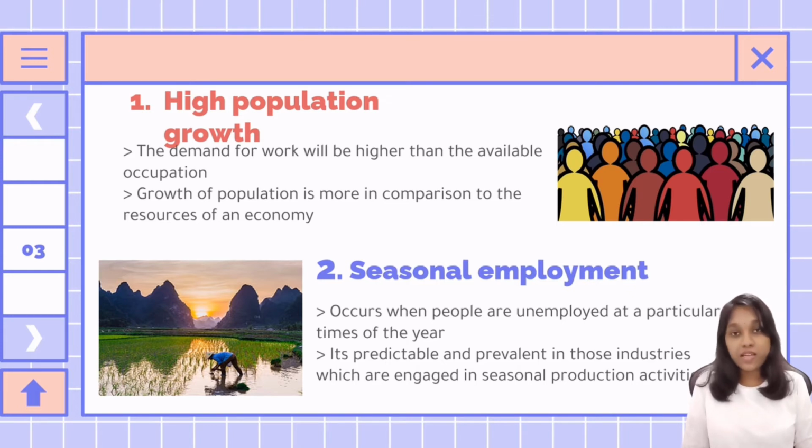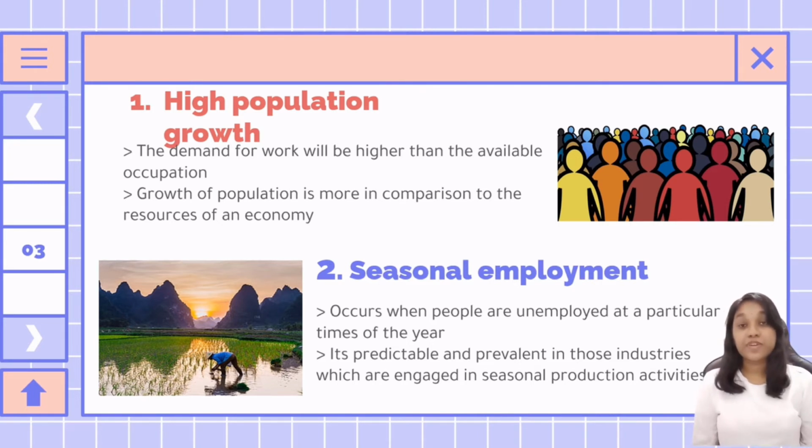The second factor of unemployment is seasonal unemployment. Seasonal unemployment occurs when there are people who are unemployed at a particular time of the year because the demand for labor in that particular sector or job is lower than usual. An example is farmers who work for the yield of their seasonal crops; they will be seasonally unemployed during other times of the year.